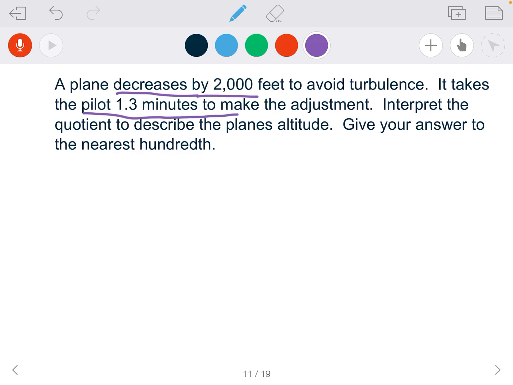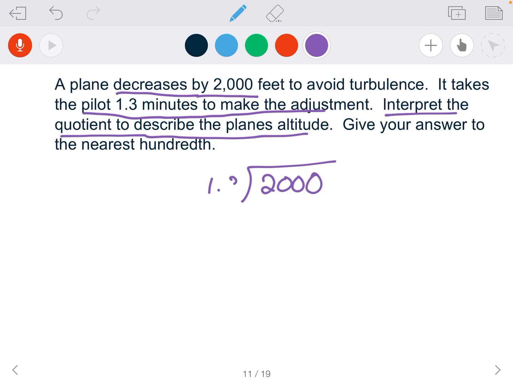It takes the pilot 1.3 minutes to make the adjustment. Now this is wording. I don't want you to be scared of these words. It says interpret the quotient to describe the plane's altitude. So in other words, you have to find the quotient first. All right, so 2,000. And we'll talk about the negative and positive in just a moment.